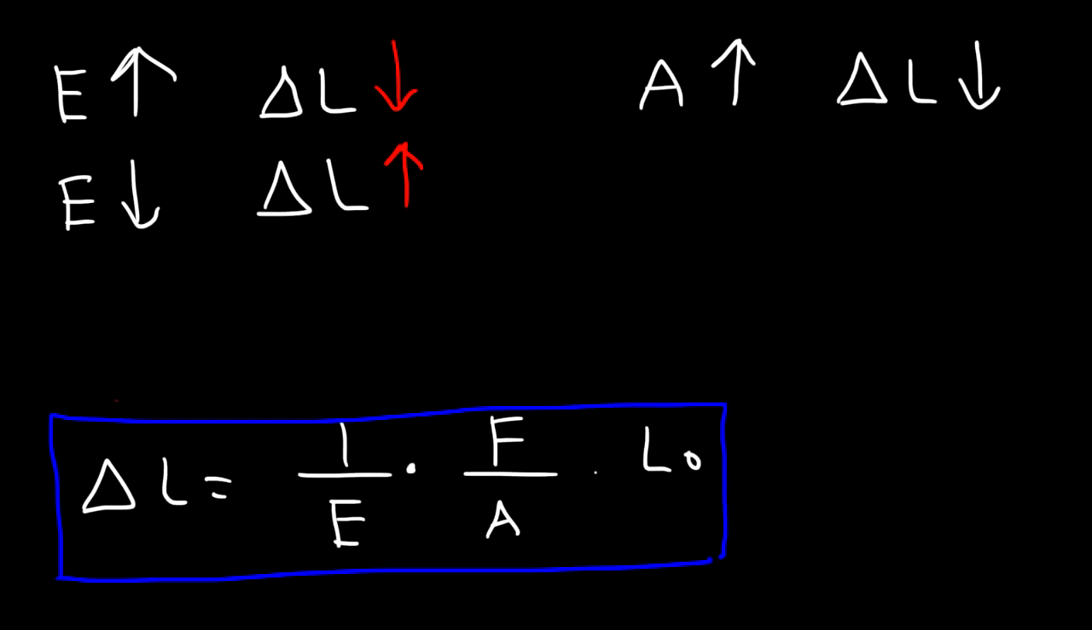Now the next thing is the force. Notice that the force is on top of the equation. So force and delta L are directly related. If you increase the applied force, the change in length will increase proportionally, as long as you're in the elastic region, or rather within the proportional limit. In the graph that I drew before, that's between points A and B. Up to the proportional limit, it follows Hooke's law, F equals K times delta L.